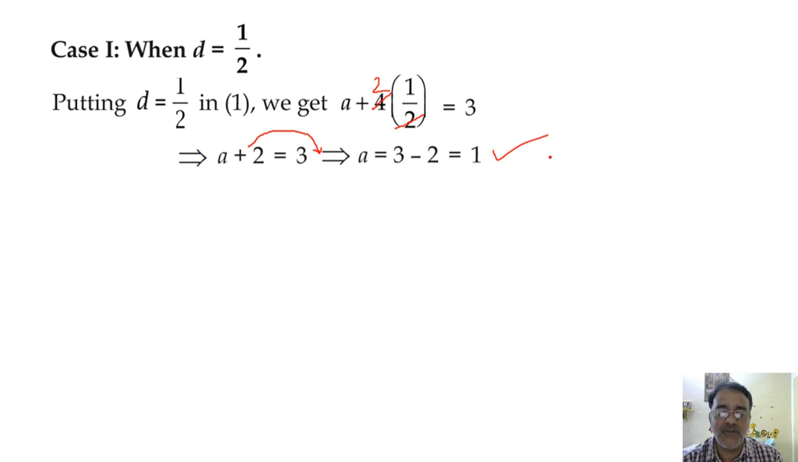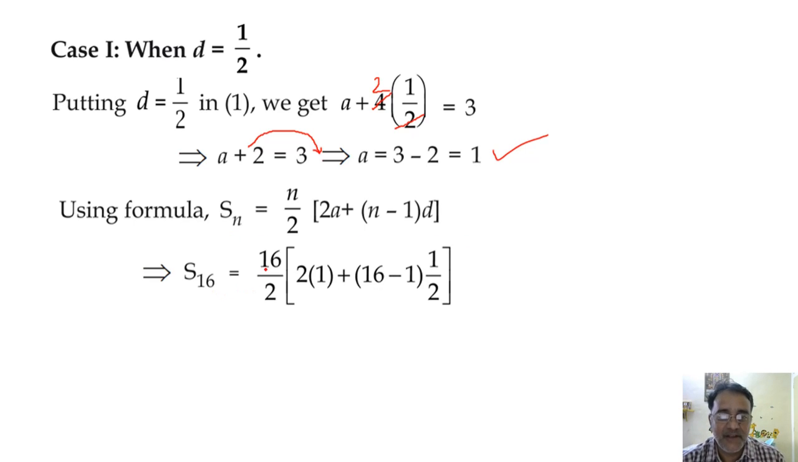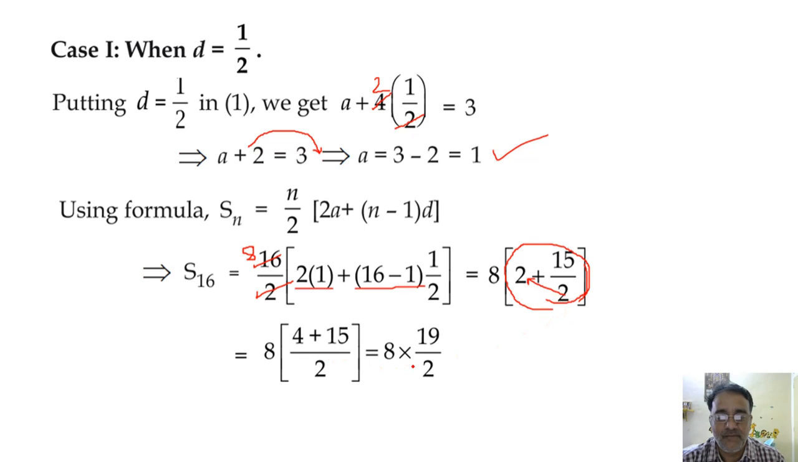Now, according to the question, what we have to find? Sum of the first 16 terms. So 16 by 2, 2A plus (16 minus 1) into D. So this 2 will remain and this is 15 by 2. And this will become 8. So if you take LCM, you will get 19 by 2. Again this you can cancel it. So what is the final answer? 76. Right, 76.